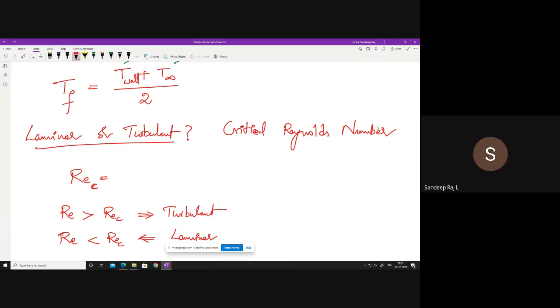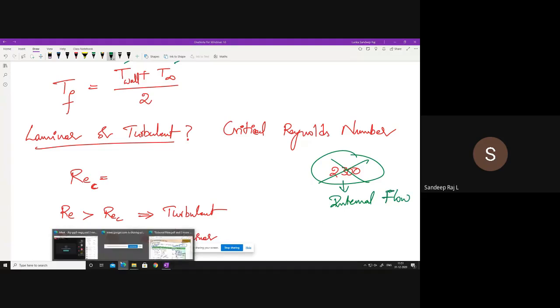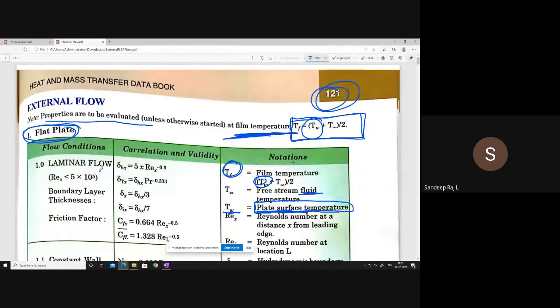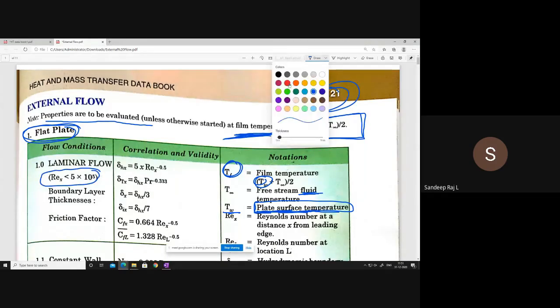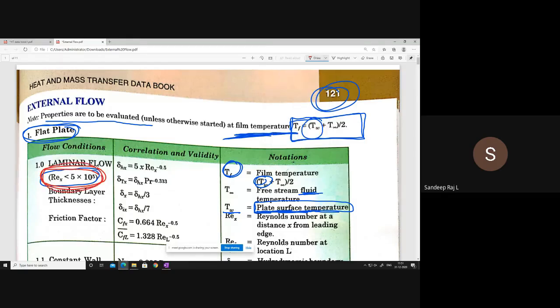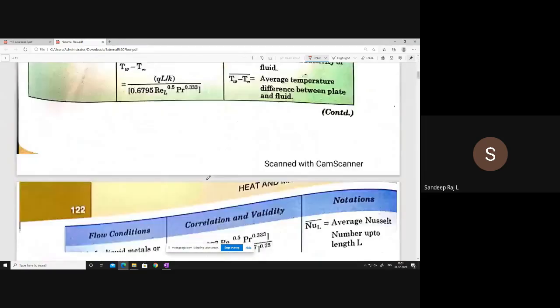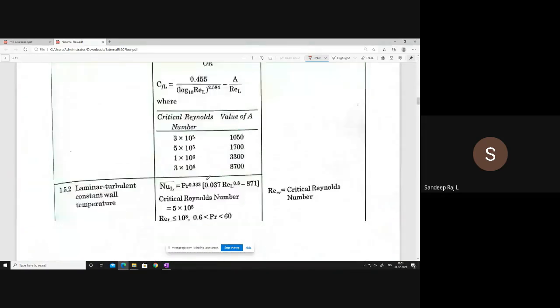2300. Somebody please respond. 2300, and this 2300 is not correct. This 2300 is in the case of internal flow. You refer and look at this part here. Under laminar flow, he has written what is the Re value, and under turbulent flow, also he'll be writing what should be the Re value.